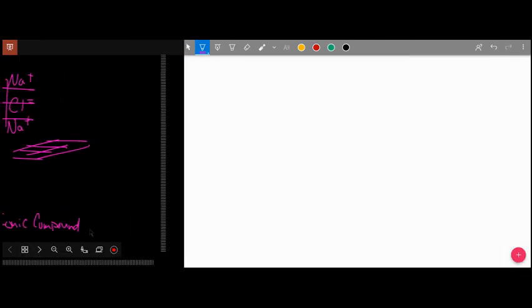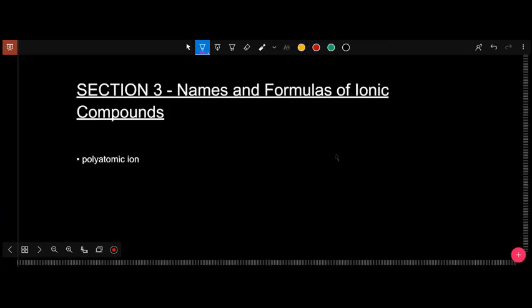Alright, let's move on to section 3. So section 3 is just about, this is where we got our introduction into polyatomic ions. So remember, polyatomic, poly means many. So there's many atoms that form an ion.